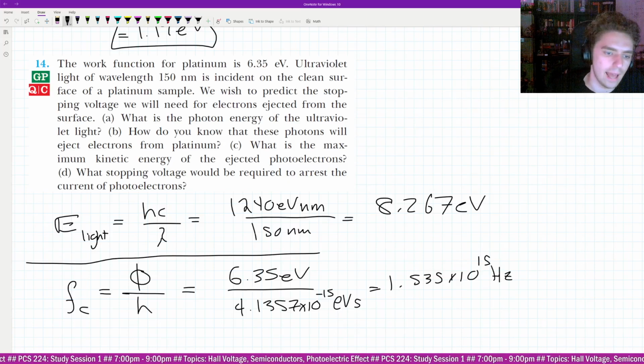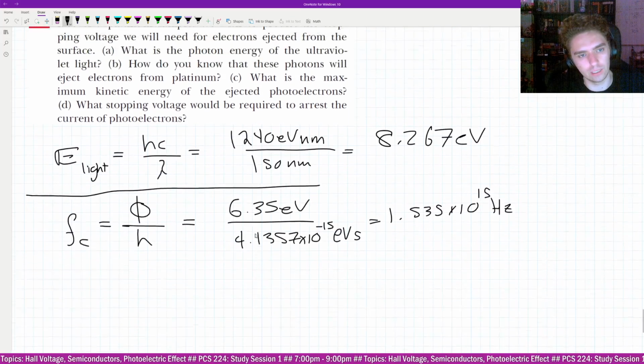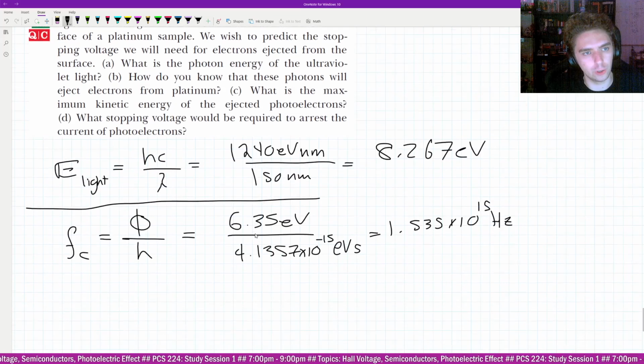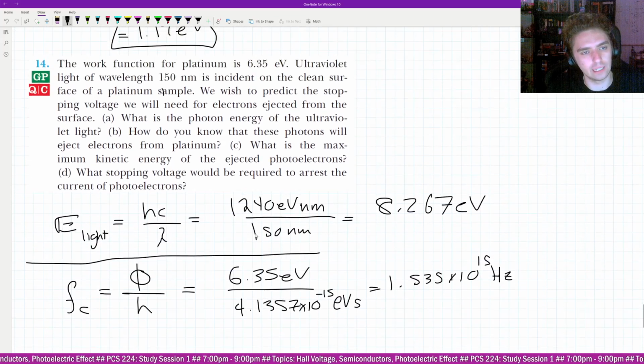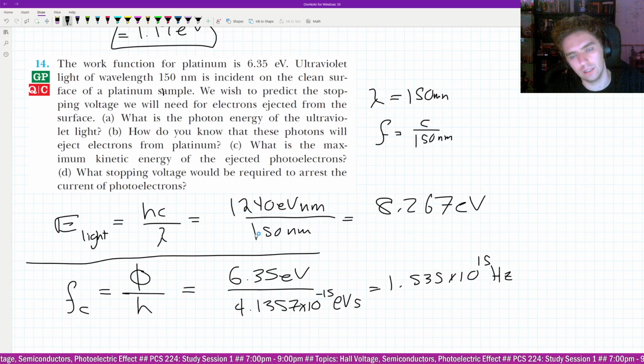So if we have a higher frequency, we will have more energy, so it's fine. But if we have a lower frequency, then we have an issue, right? So you can't have a lower frequency than this. So let's just calculate what the frequency is for 150 nanometers here. The wavelength is 150 nanometers. So the frequency is going to be c over 150 nanometers, right?